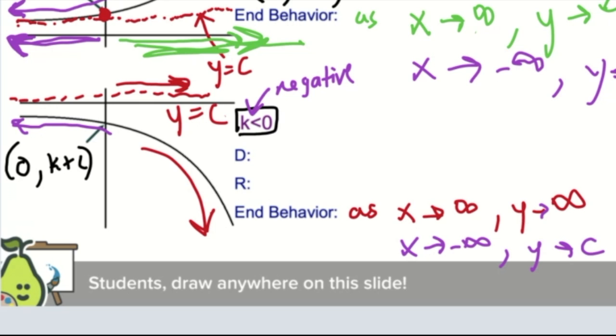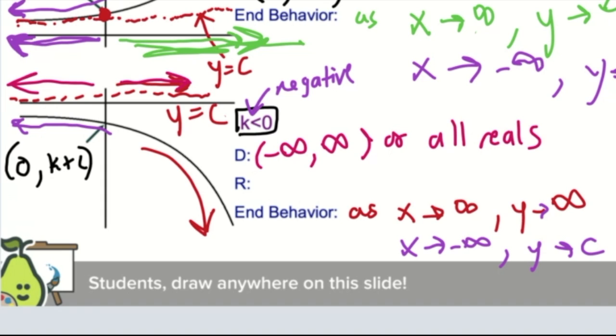Now for the domain, as you can see, left and right, it's covering all values on this x-axis. It covers all the values here, all values this way. So again, it's all reals. So I can say negative infinity to infinity or all reals.